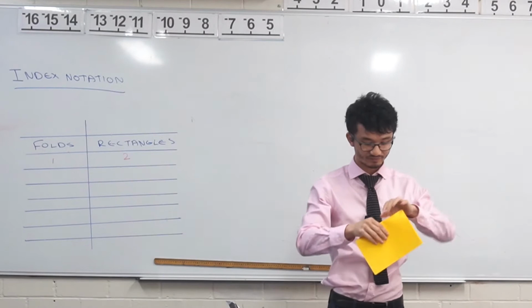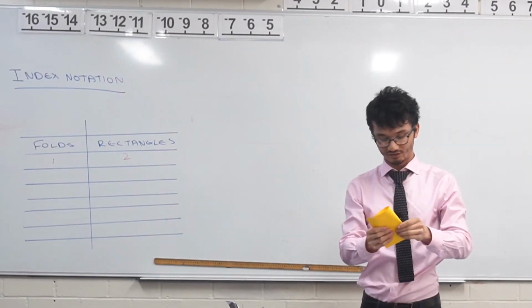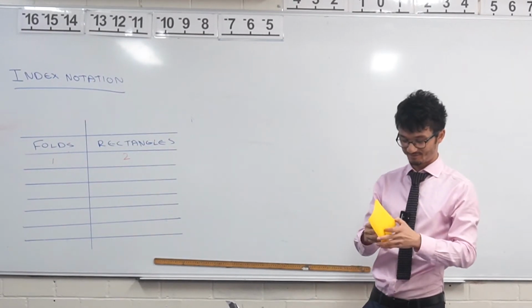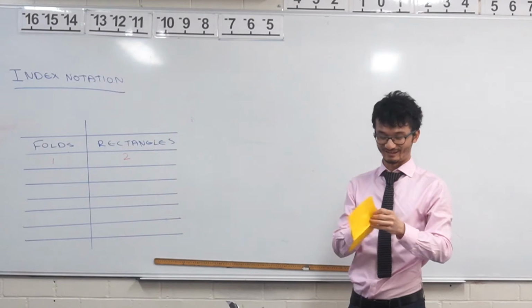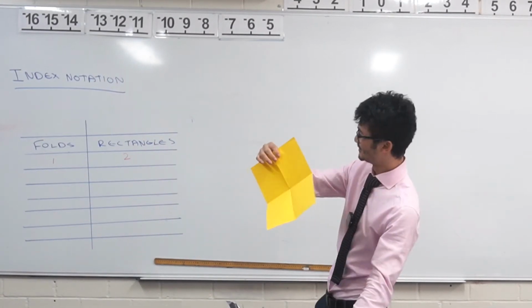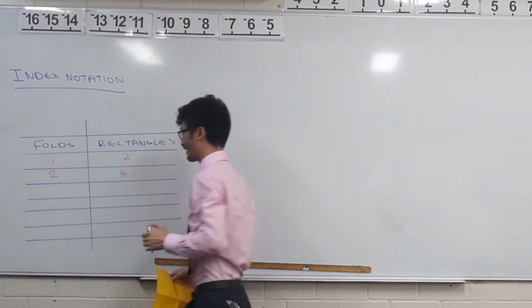Let's go again. Two folds. How many do you think there'll be? That's right, there's going to be four. This feels like Dora the Explorer now, doesn't it? Two folds gives me four rectangles. All right, now we're getting a pattern going.